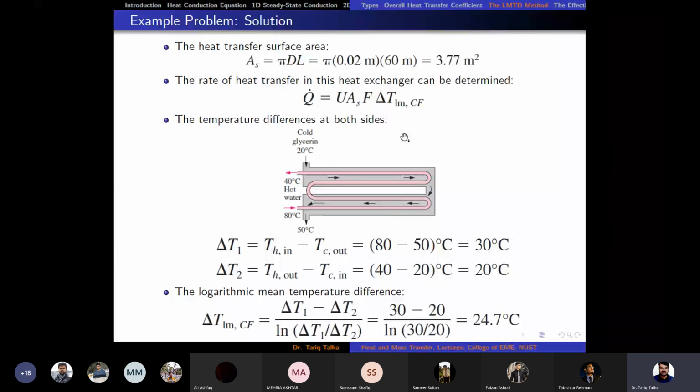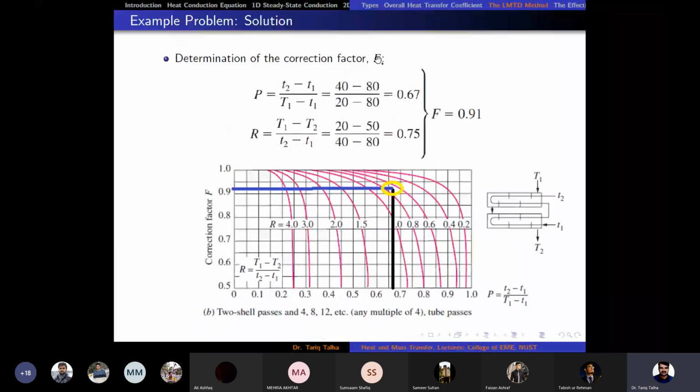So the only two things here are U, which is not known to us, and this correction factor. For the calculation of the correction factor, we need the value of the P parameter. Now on the tube side, we have water, which is used to heat the glycerine. Water outlet temperature is 40, water inlet is at 80.